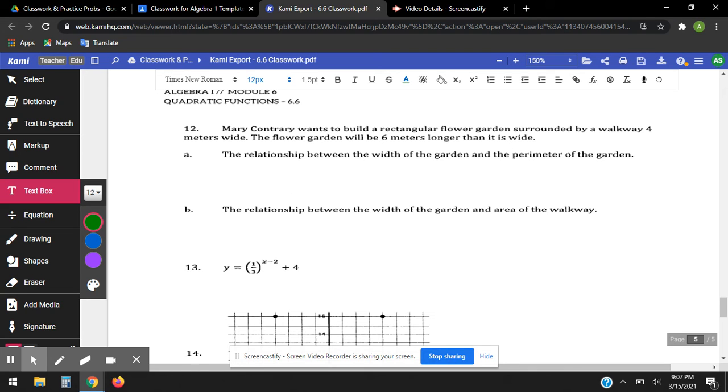Well, if I'm thinking about this one, I might actually start with, well, it's a function, right? You know, it's a function, b. Well, what kind of function? Relationship between the width of the garden and the perimeter of the garden. I'm actually going to jump to D because I want to do the equation for this to help me visualize what's going on.